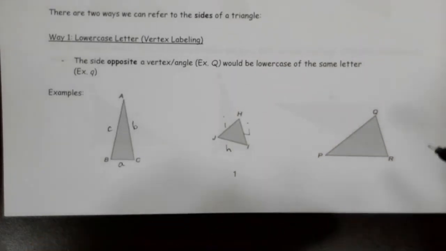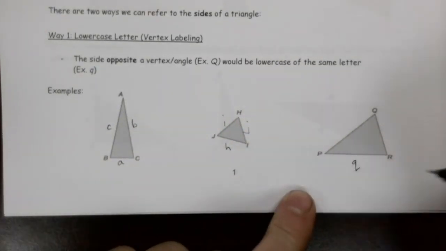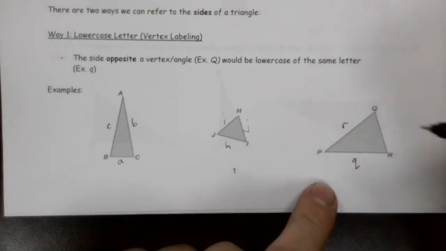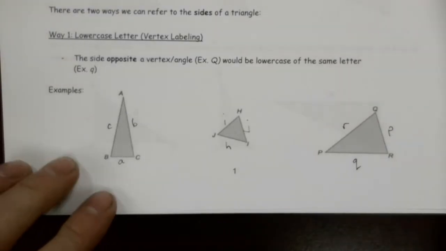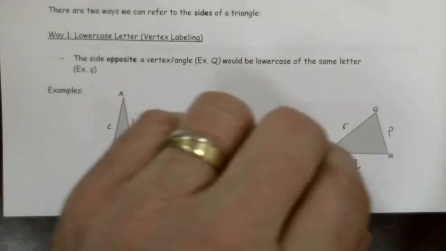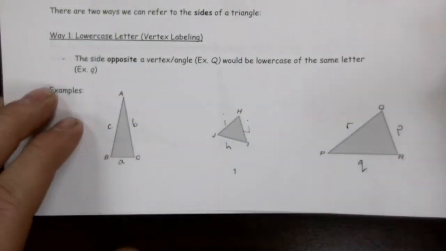For this one right here, here's angle Q. Opposite side of the triangle, this would be little lowercase q. Over here, this would be lowercase r. And over here, this would be lowercase p. Okay, so that's one way of labeling the triangle. And for myself, that's my default method that I use. That's the one I go to without even thinking about it.